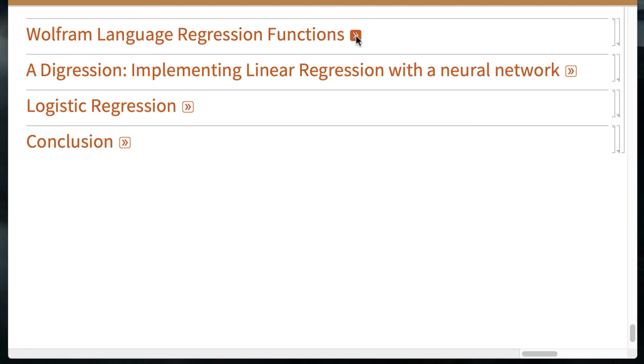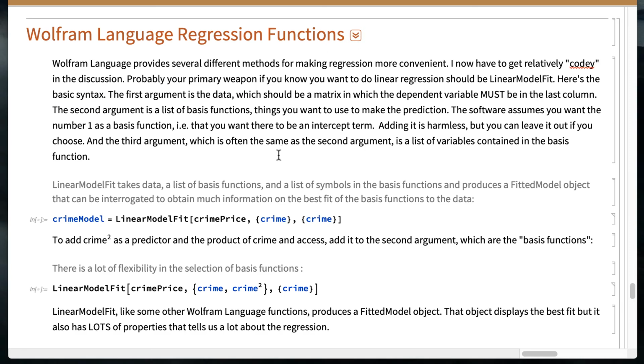All right, let's open up this area. And here's the simple way to do it. We're going to use a function called LinearModelFit. The first argument is the data, and the data must be in the form of a matrix in which the last column is the thing you are trying to predict. You're then going to set forth your basis functions, which here is just crime. You could say it's 1 and crime, 1 representing an intercept term, but unless you tell Wolfram Language you don't want an intercept term, it's going to assume that that's the case.